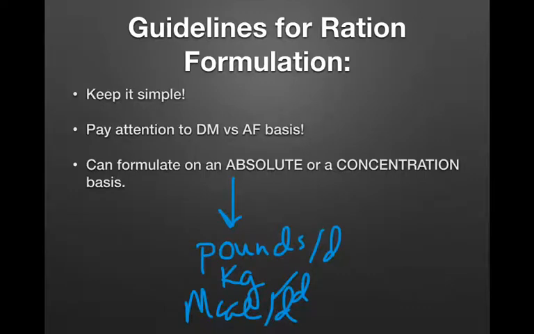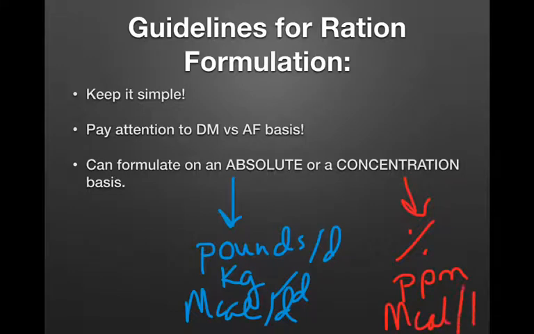When we talk about a concentration basis, that is going to be percentages, parts per million. So that's like a percent protein, percent TDN. When we talk about like calories per pound or calories per kilogram, those types of things, those are considered a concentration that can apply to any weight.